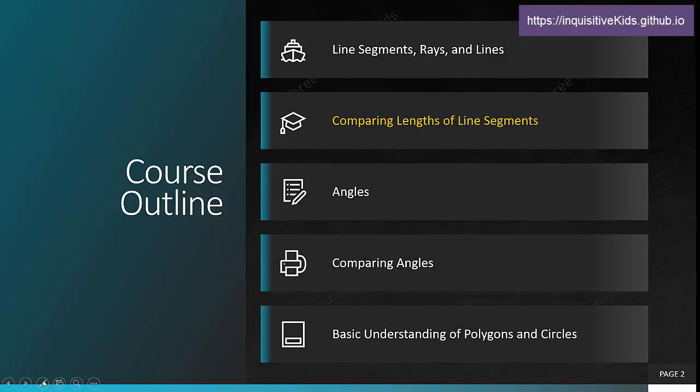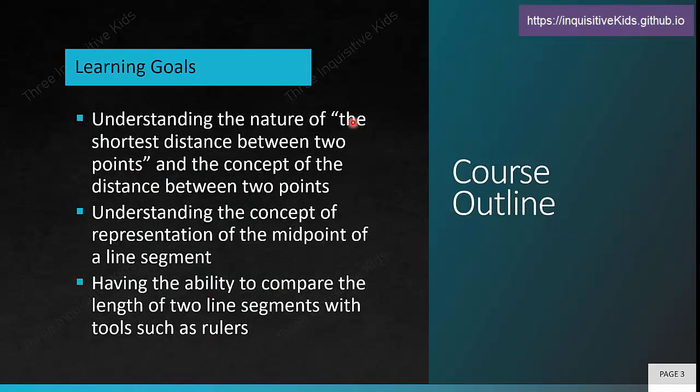So our lesson is lesson number 2 of this chapter, and the learning goals of today will be understanding the nature of the shortest distance between 2 points and the concept of the distance between 2 points, understanding the concept of the representation of the midpoint of a line segment, and having the ability to compare the length of 2 line segments with tools such as rulers. Well, the third one, simple enough, comparing the lengths of 2 line segments with rulers. Understand the concept of the representation of the midpoint of a line segment. All in the first one, of course. They might seem a bit confusing, but that's exactly the concepts we'll be learning in this lesson.